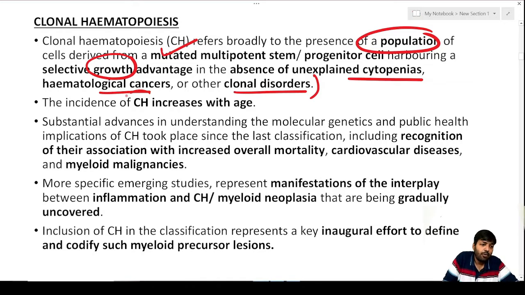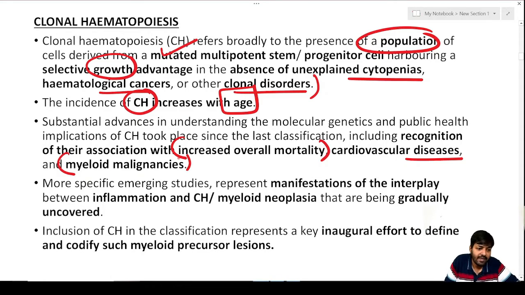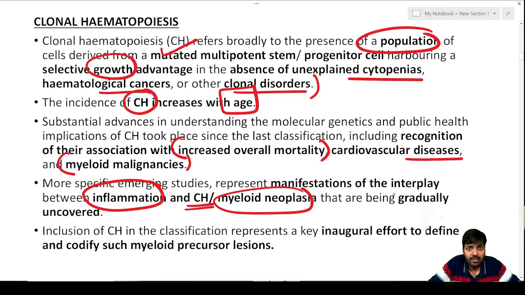The incidence of clonal hematopoiesis increases with age, and what is very significant is that there is an increased overall mortality associated with clonal hematopoiesis, increased incidence of cardiovascular disease as well as myeloid malignancies. Not only that, they have also seen that there is an interplay or some connection between inflammation and clonal hematopoiesis as well as myeloid neoplasia. Such associations are now being gradually discovered over a period of time.